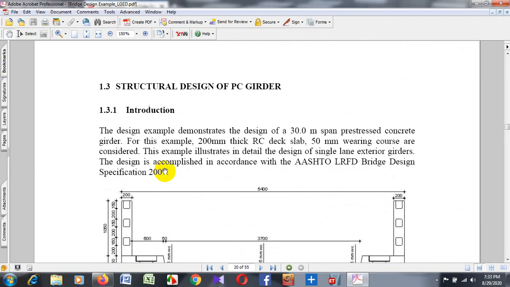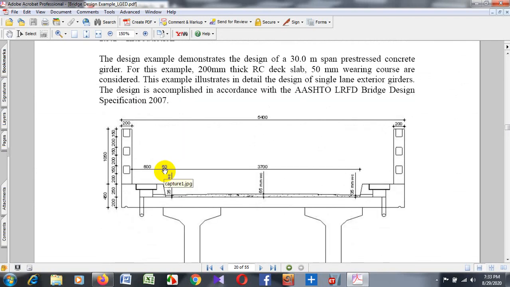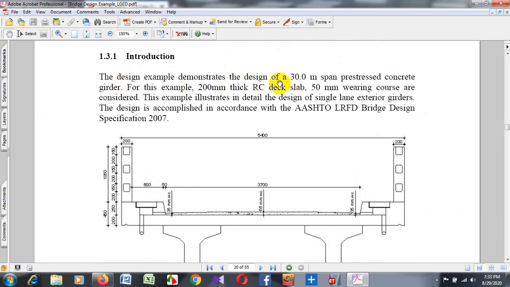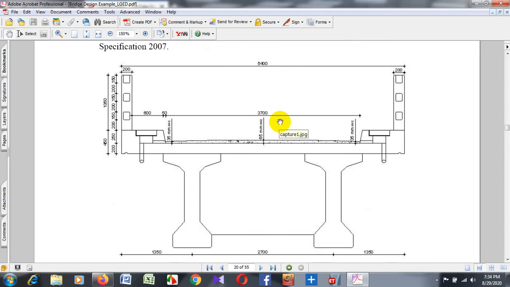Structural design of PC girder. The design example demonstrates the design of a 30 meter span pre-stressed concrete girder. 30 meter is a huge span, so it must be pre-stressed concrete, otherwise use steel truss elements. For this example, a 200 mm thick RCC deck slab and 50 mm wearing course are considered. This example illustrates in detail the design of single lane exterior girders. The design is accomplished in accordance with the AASHTO LRFD Bridge Design Specifications 2007.